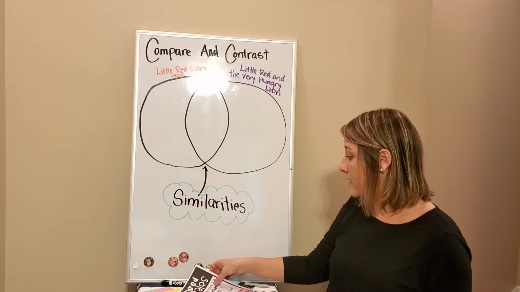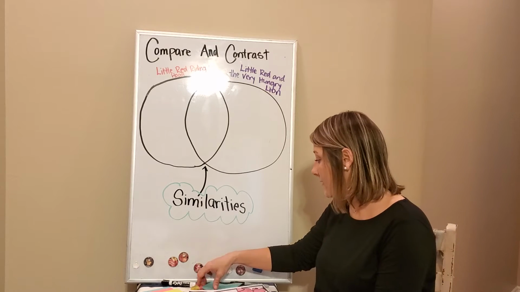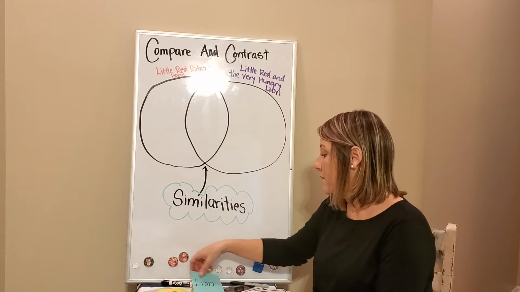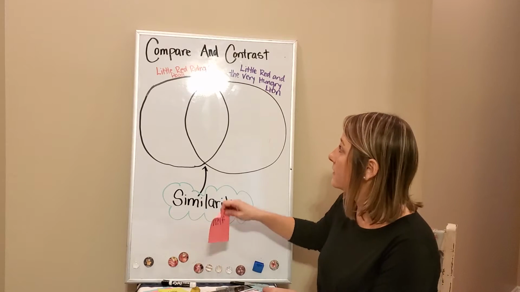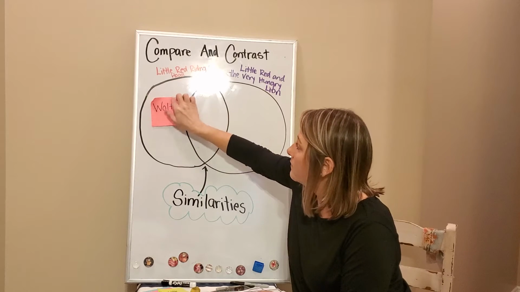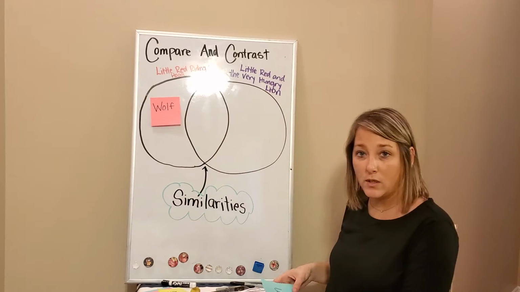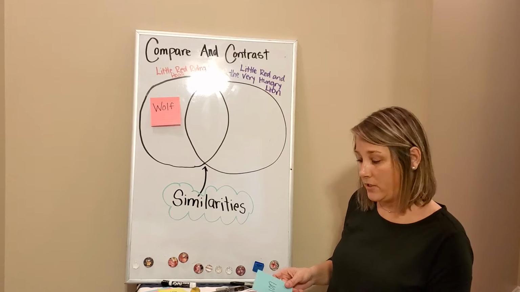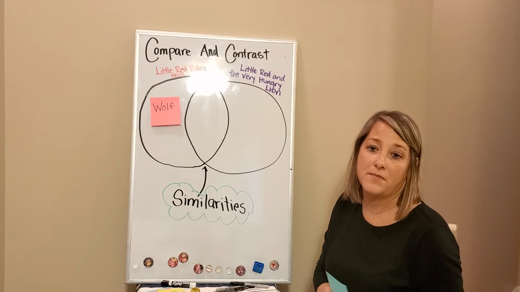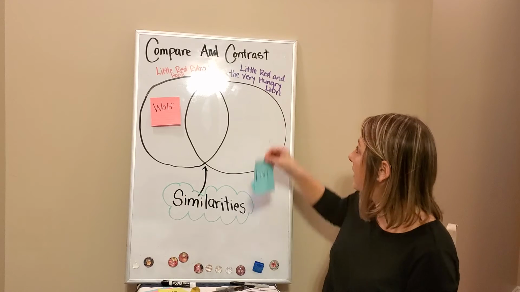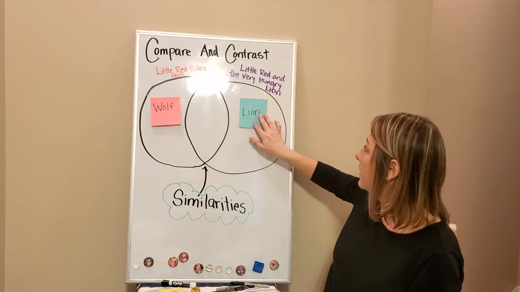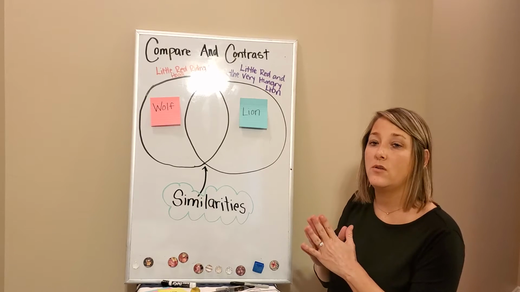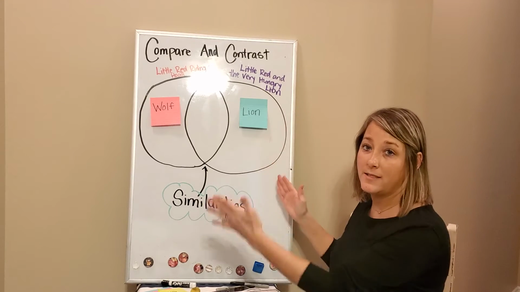So as I was thinking about the story, one of the main things that I noticed that was different is that in Little Red Riding Hood, one of the main characters is a wolf. And so the wolf goes to the grandmother's house and acts as the grandmother. And in Little Red and the Very Hungry Lion, one of the main characters is a lion. So that's a way that they are different.